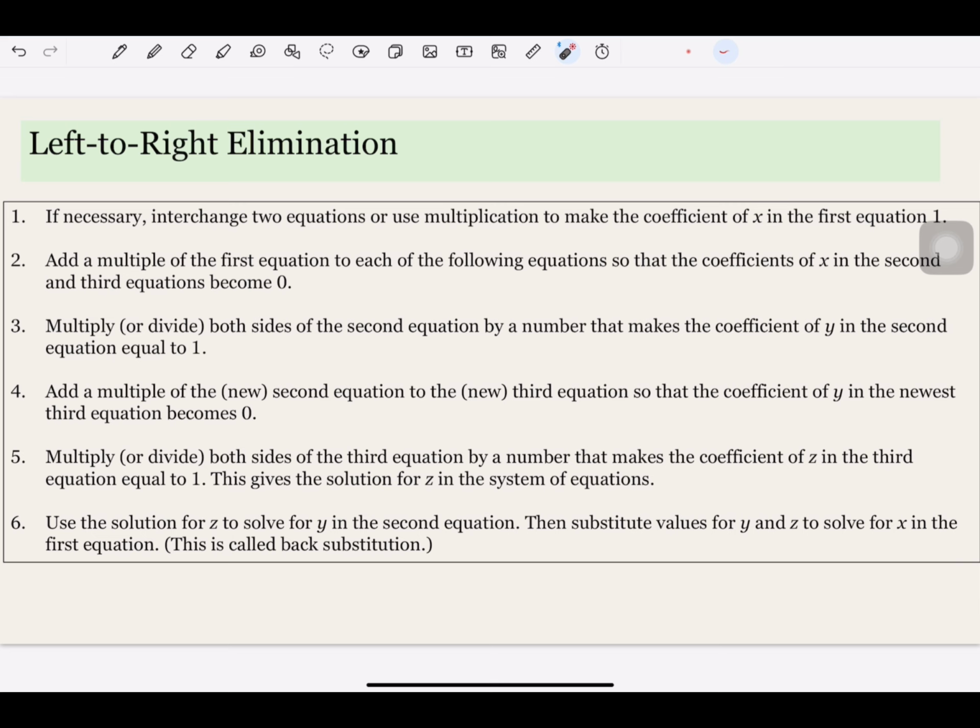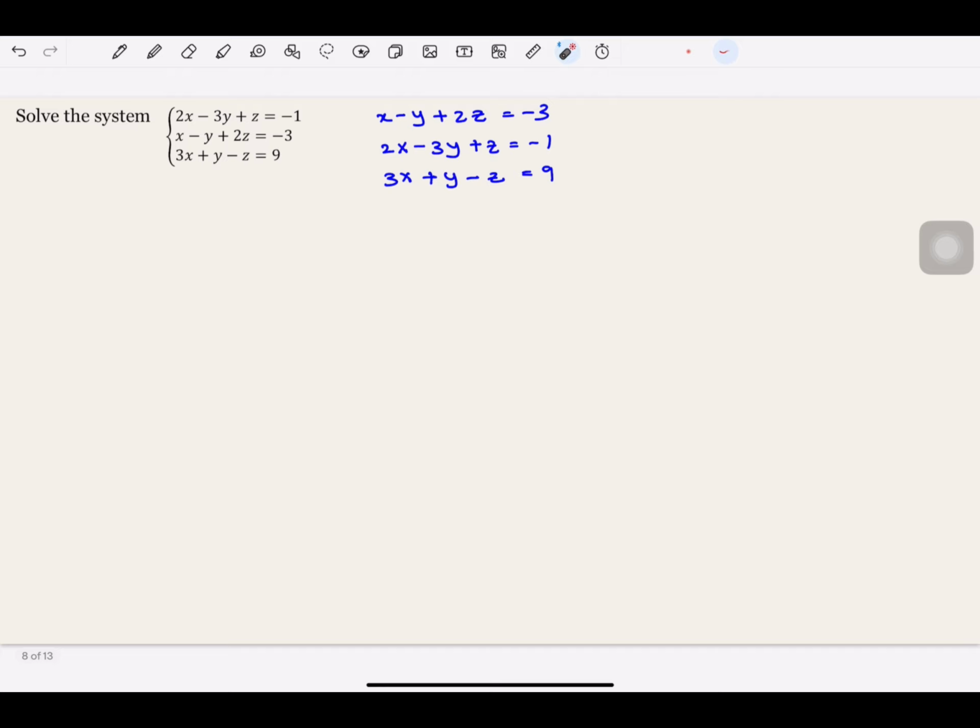Okay, so now let's move into the second step. You have to add a multiple of the first equation to each of the following equations, so that the coefficient of x in the second equation and the third equation becomes 0. That means you have to get rid of the x variable in the second and third equation. To do that, you add these equations separately with the first equation but with a multiplier, and somehow you need to get rid of this x variable. Let's start with getting rid of the x value in the second equation, using the first equation.